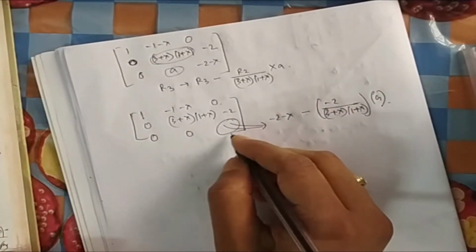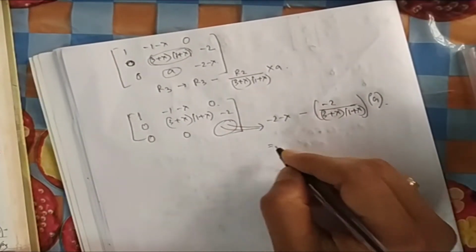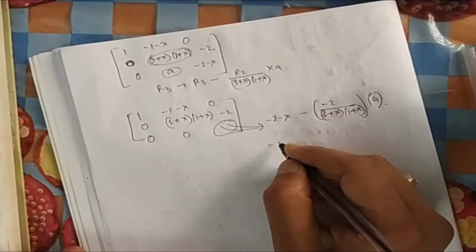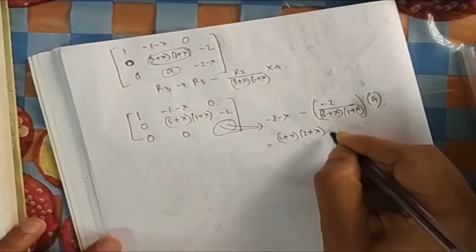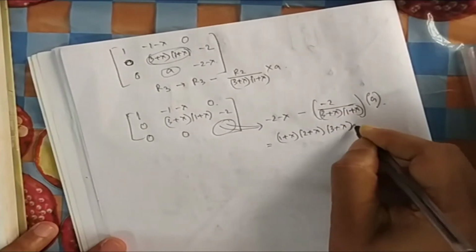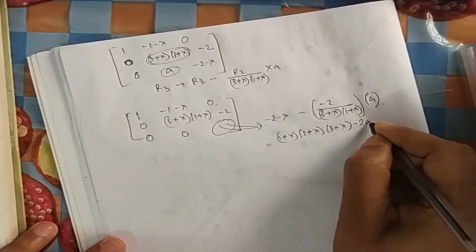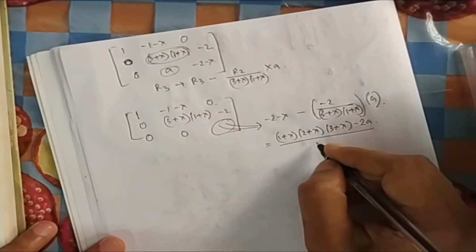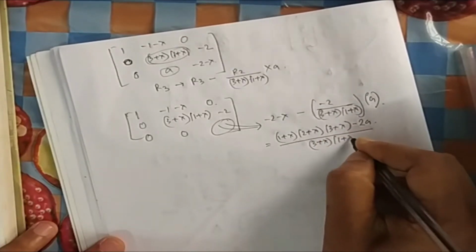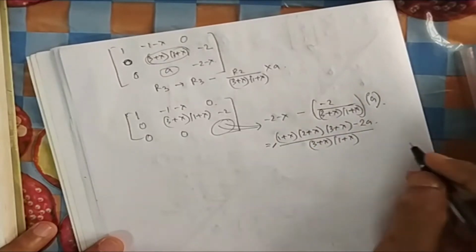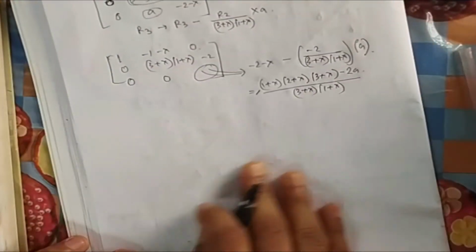So if you simplify it, it will be (1 plus lambda)(2 plus lambda)(3 plus lambda) minus 2a divided by (3 plus lambda) into (1 plus lambda). Minus 1 is there in front. So we will get it in something like this fashion.